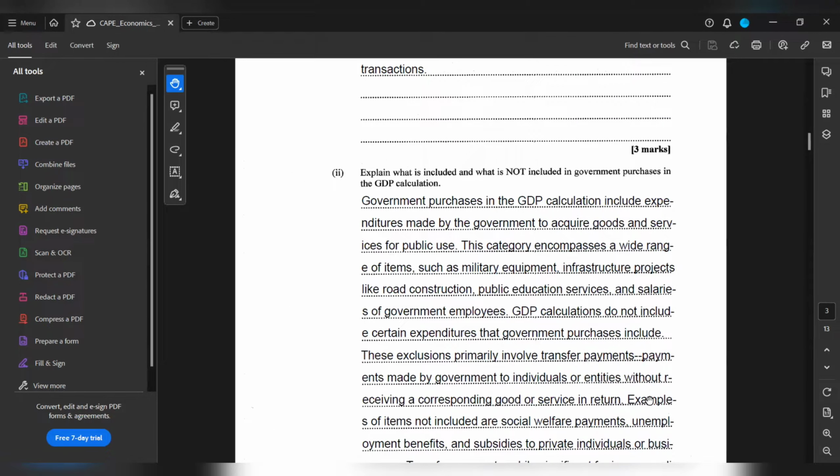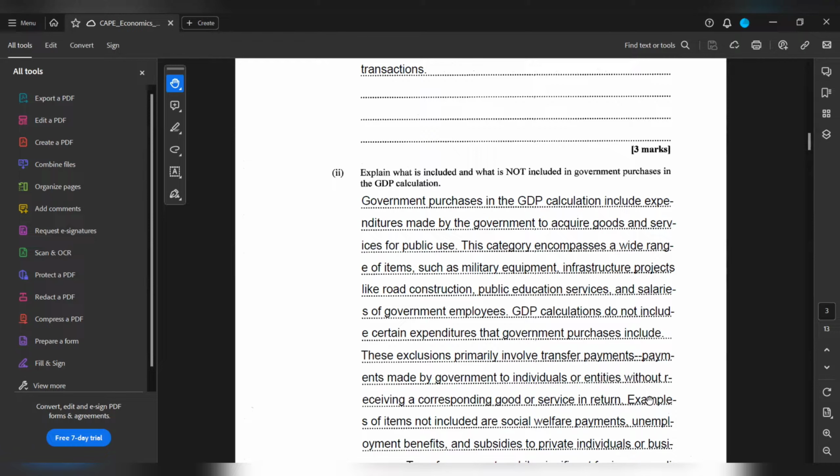Government purchases in the GDP calculation include expenditures made by the government to acquire goods and services for public use. This category encompasses a wide range of items, such as military equipment, infrastructure projects like road construction, public education services, and salaries of government employees.